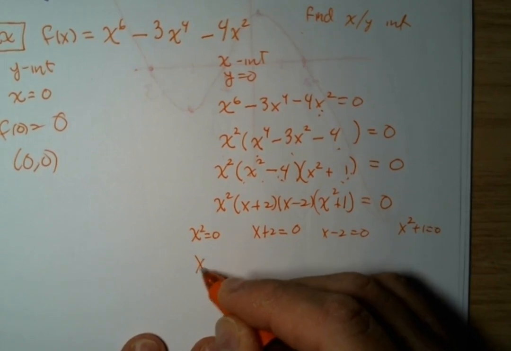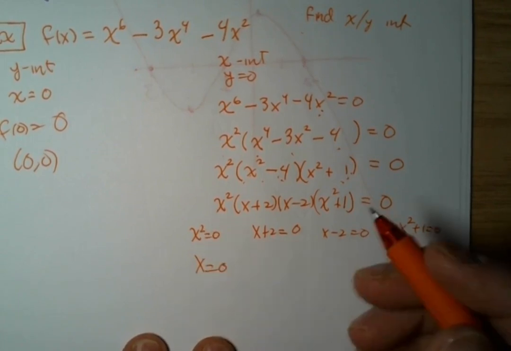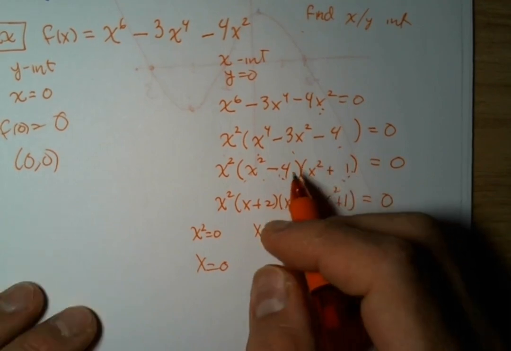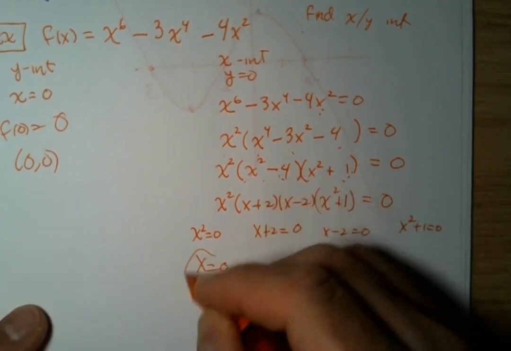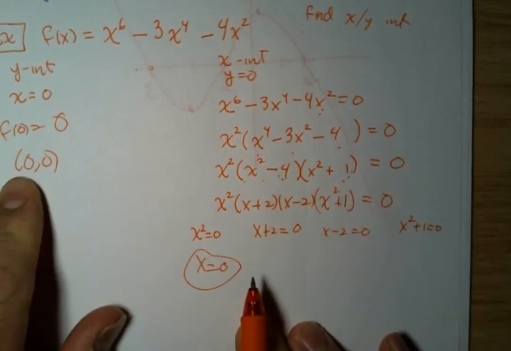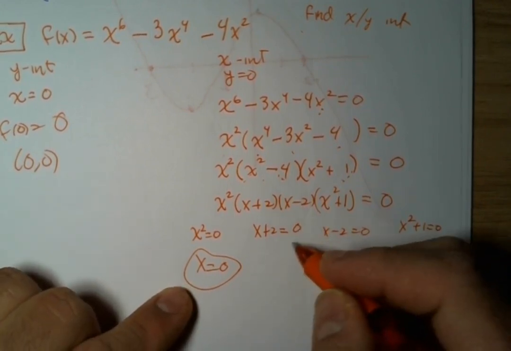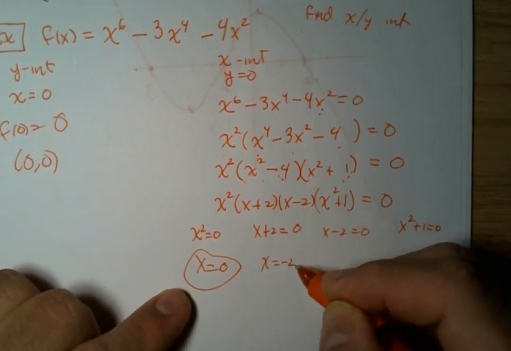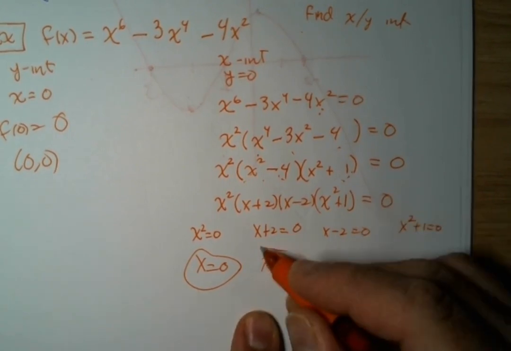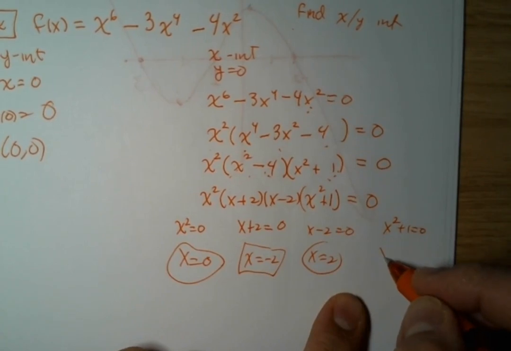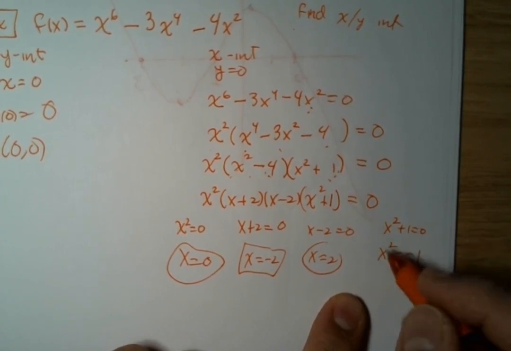All right, so here x squared equals 0, take the square root, x is equal to 0. Again, usually plus or minus, but since it's 0, plus or minus 0 is just 0, one number. And we knew that already from finding the y-intercept, but here it is again. All right, x equals negative 2. x equals 2. And then here we have x squared equals negative 1.